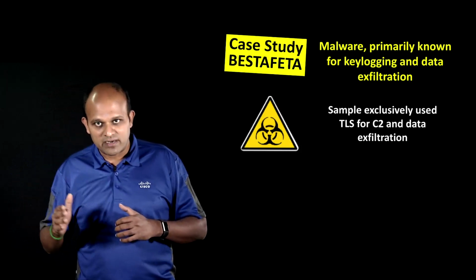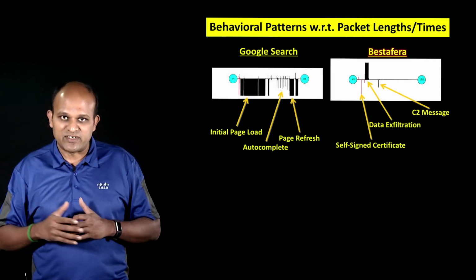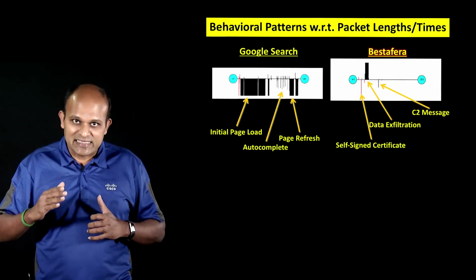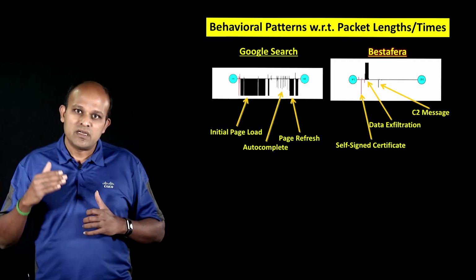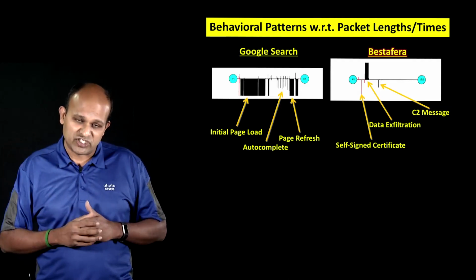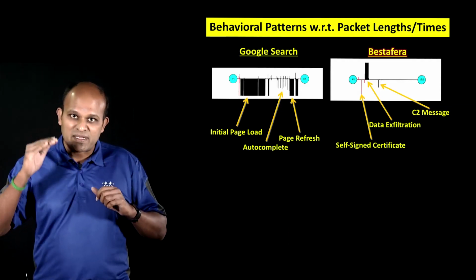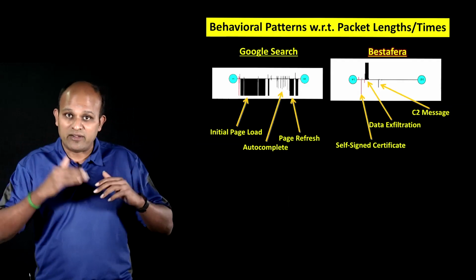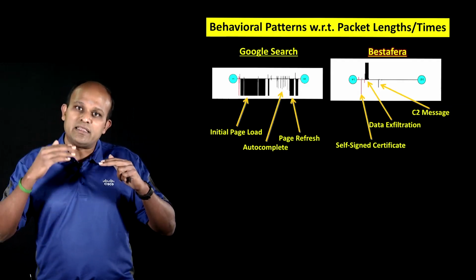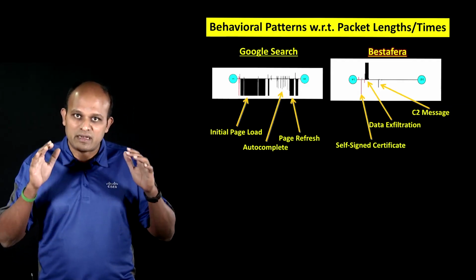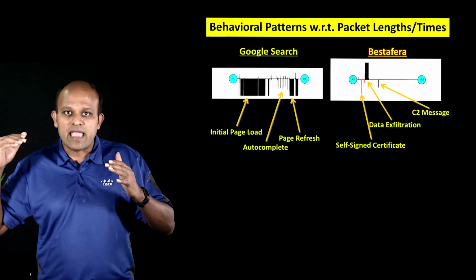To understand this a bit better, let's take the case of the Bestafera malware. This family belongs to a family of malware known for key logging and data exfiltration. It attempts to collect a user's online banking data and sends them out to a control server. The lines above the horizontal line that you see in this picture represent the size of the packets from the client to the server, and the ones below represent the packets from the server to the client. The red lines initially represent clear traffic, while the black lines represent the encrypted traffic.